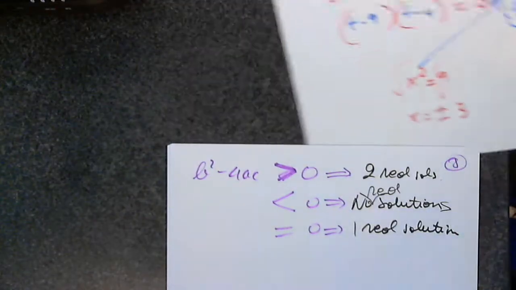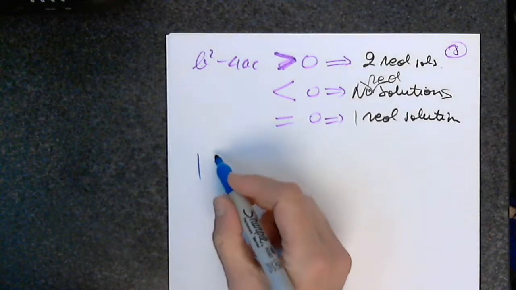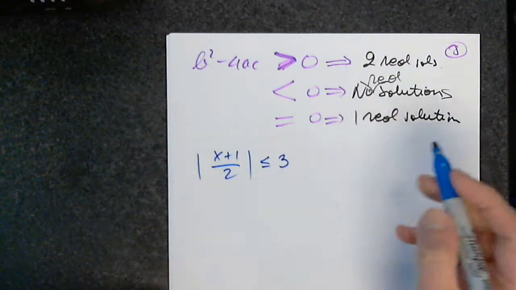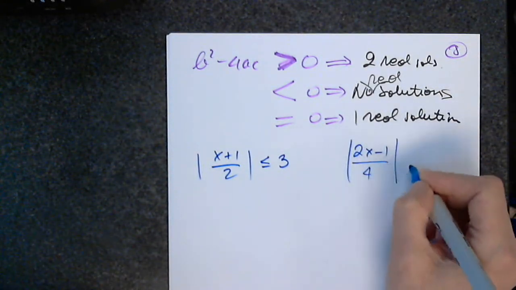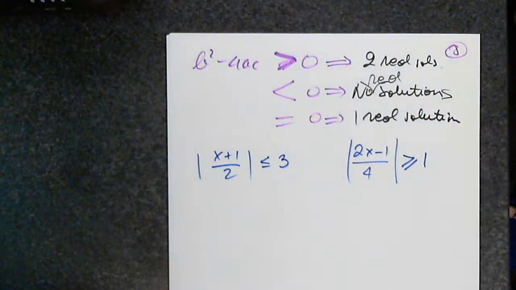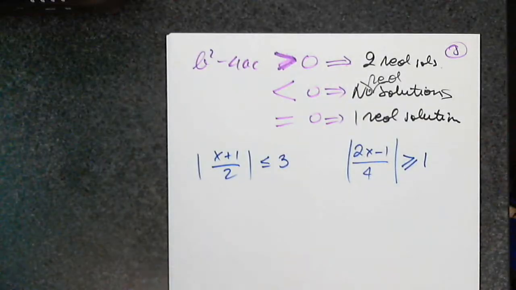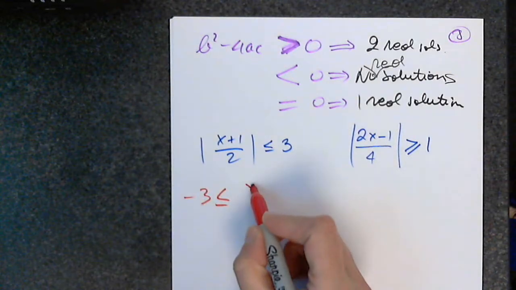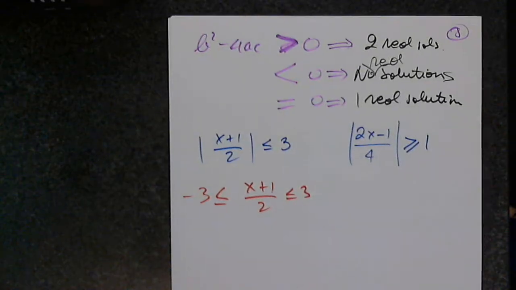Yes. So there are two types of absolute value inequalities. One is like the absolute value of x plus 1 over 2 less than or equal to 3. And the other one, let's say the absolute value of 2x minus 1 over 4 greater than or equal to 1. These are the major types. The first one is easy because I have to look at the chain. So I would say it's easier.